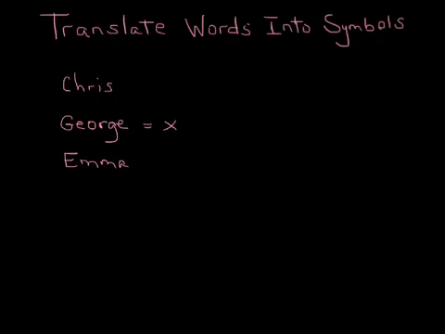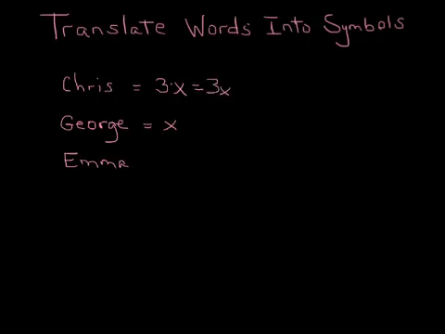Okay, now we said Chris has 3 times as many CDs as George. So to describe Chris's number of CDs, it's 3 times as many. That would just be 3 times X or 3X. 3 times X is the same thing as writing 3X. Either one of these is just fine.